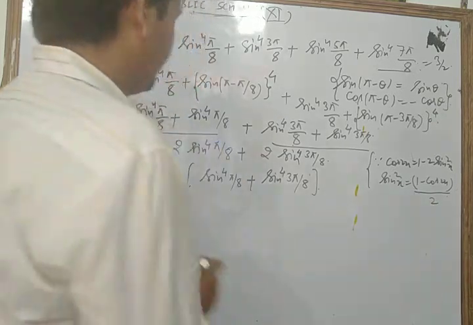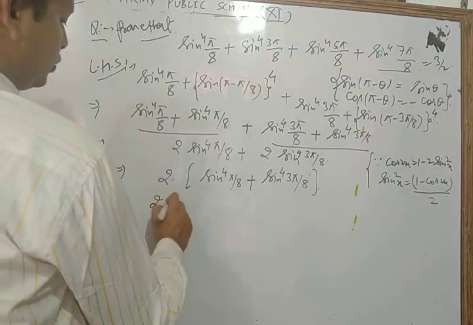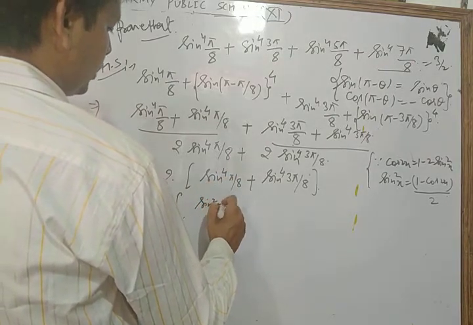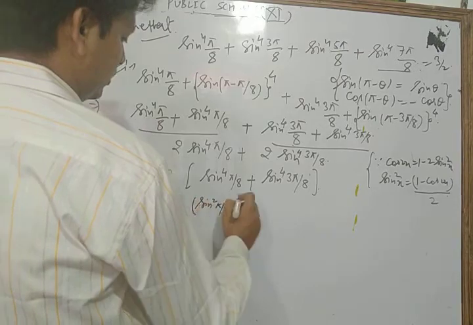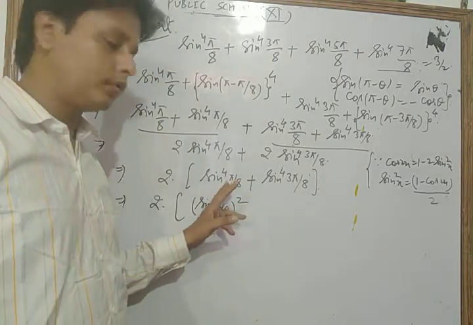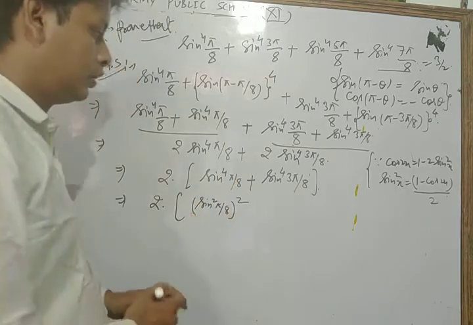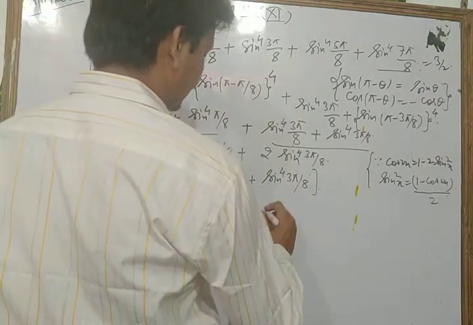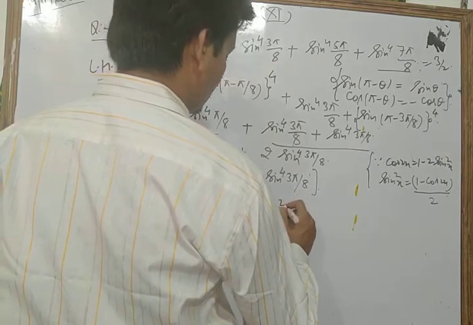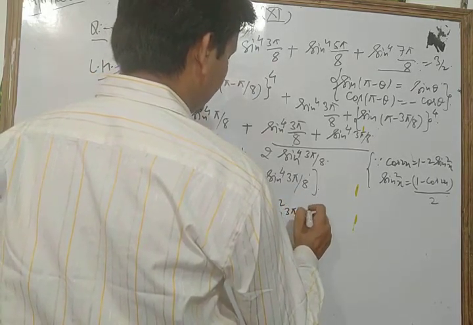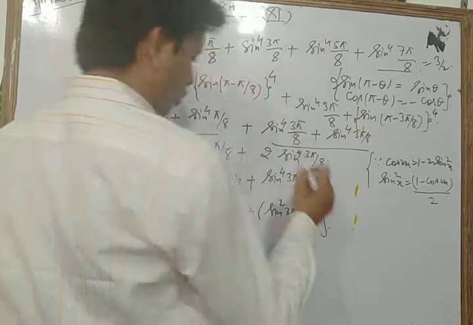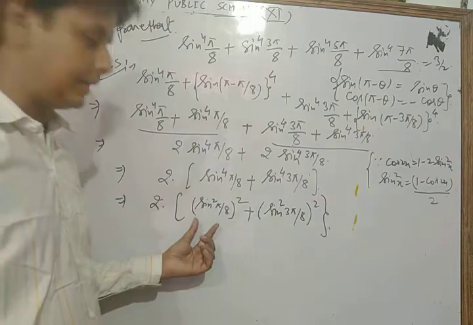Now first of all, we write 2 times sin square pi by 8 whole square. Because here it is sin to the power 4, we write it this way. The same work is done for the other term, that is sin square 3 pi by 8 whole square.